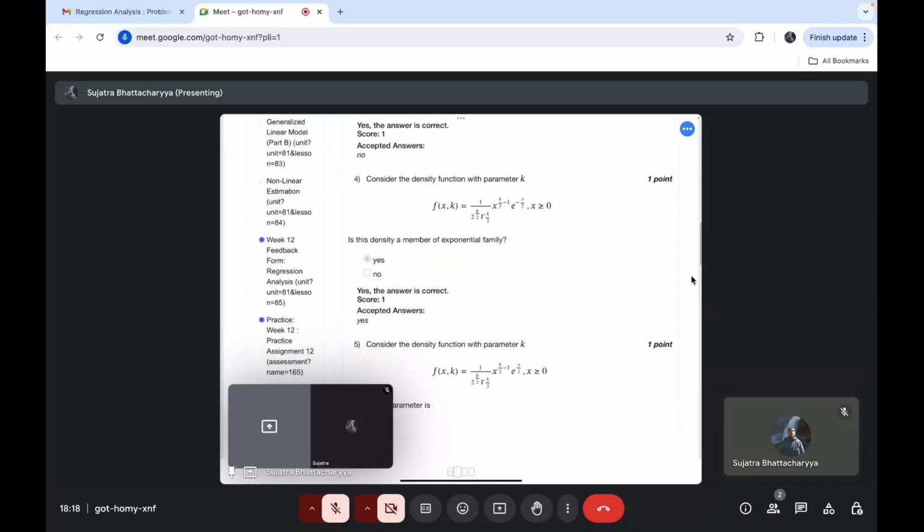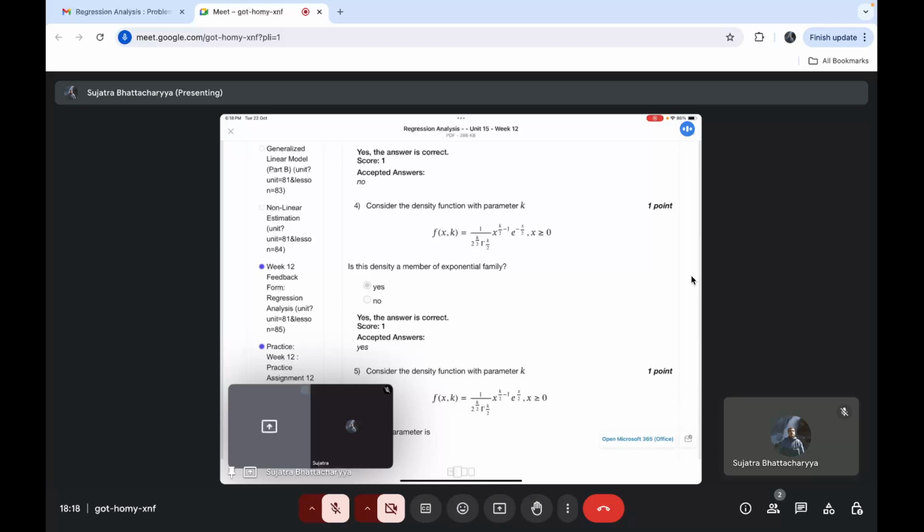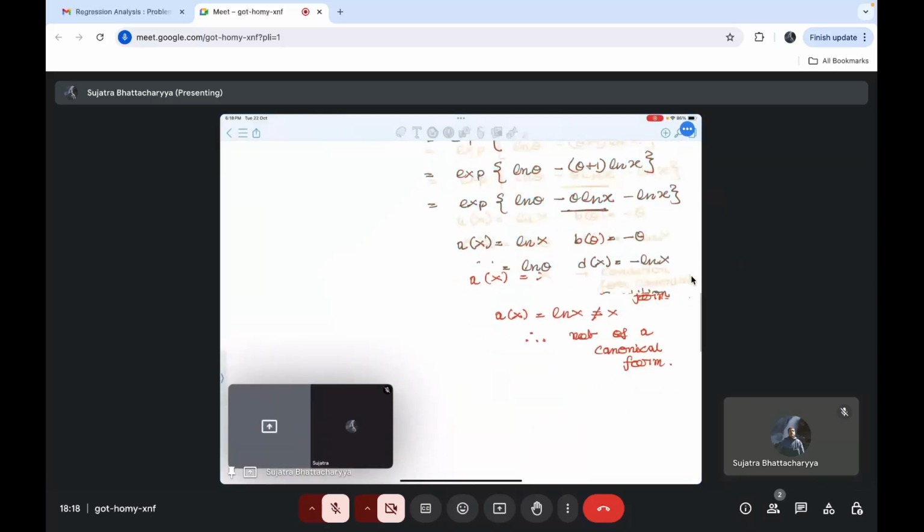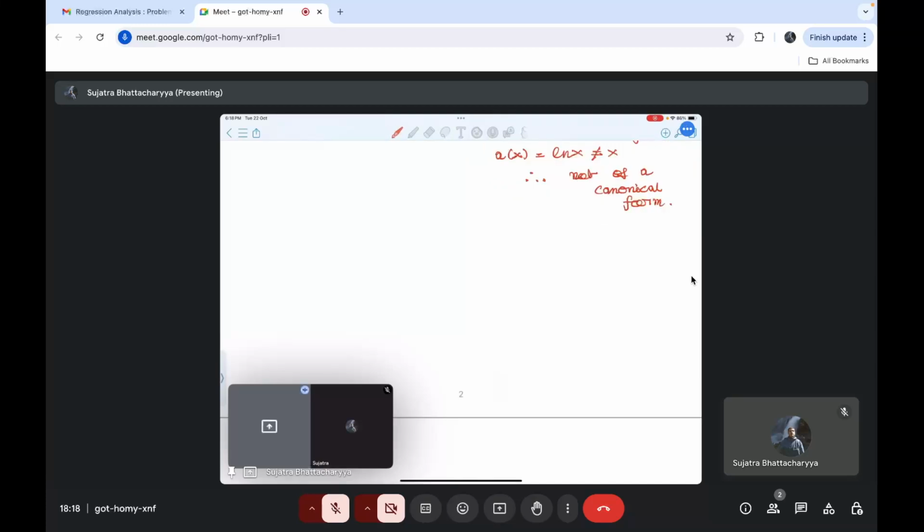Okay. Let's go to the fourth question. It says: consider the density function with parameter k, and this is the density function which is given. Is this density function a member of the exponential family? This is the question. So let's see. So the fourth one is that you have f of x comma k, which is the density function given.